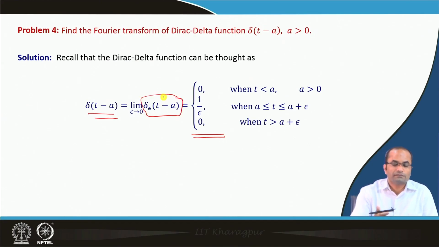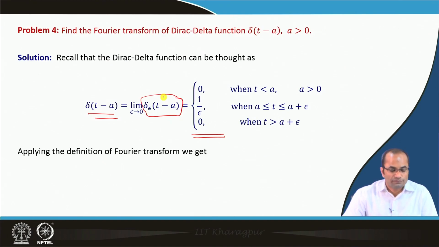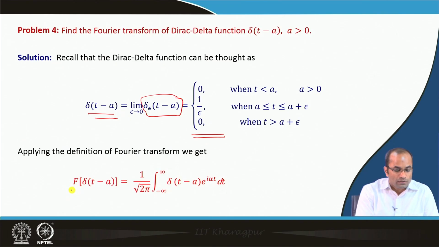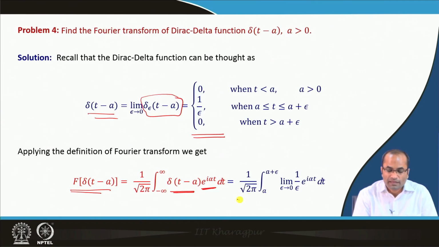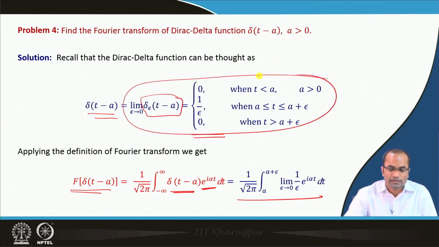And with this definition we can easily compute the Fourier transform of the Dirac delta function. So, if we take the Fourier transform of delta(t - a), then we have delta(t - a) e^(i alpha t) as per the definition, and then we use this limiting definition of the Dirac delta.